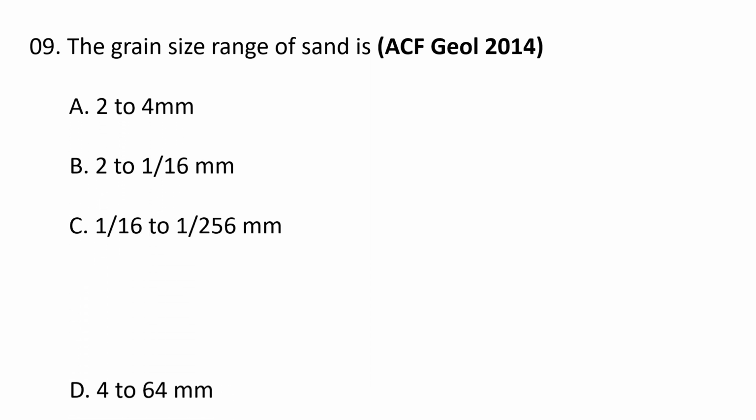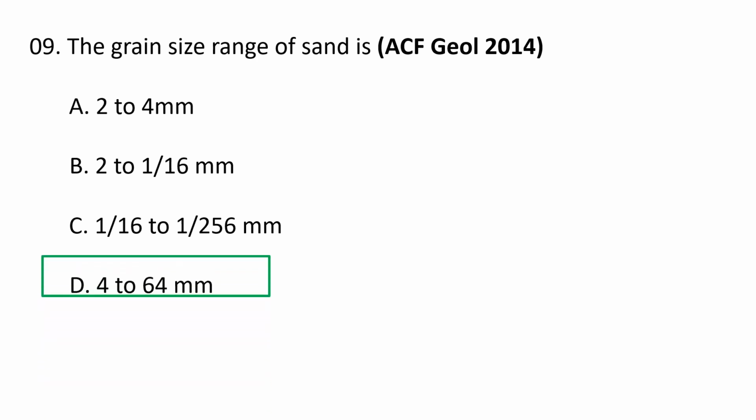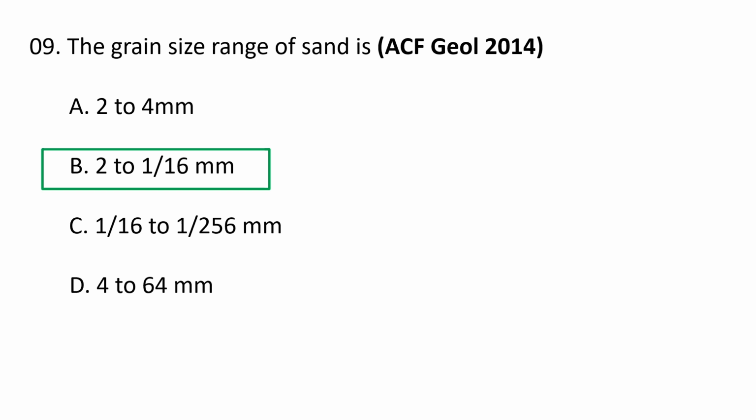Next question. The grain size range of sand is: A. 2 to 4 millimeters, B. 2 to 1/16 millimeters, C. 1/16 to 1/256 millimeters, and D. 4 to 64 millimeters. The grain size range of sand is 2 to 1/16 millimeters. B is the correct option.